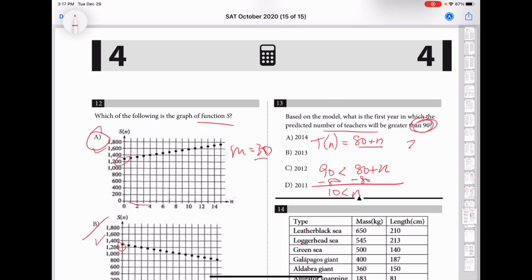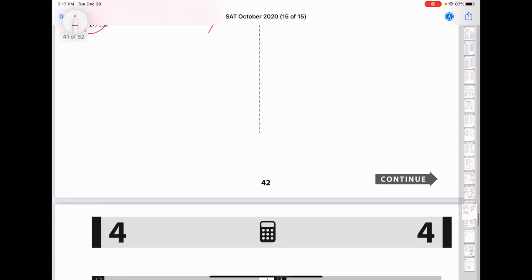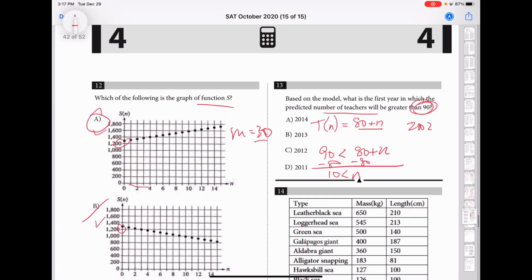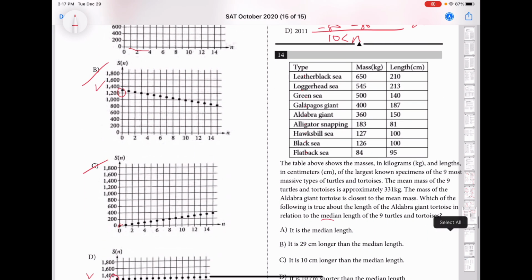So if we started in 2002, I believe, yes? Yes, 2002. And we're going to want to add a number that's greater than 10. So let's add 11. So that means that by 2013, we're going to have greater than 90. The answer should be B. 14.